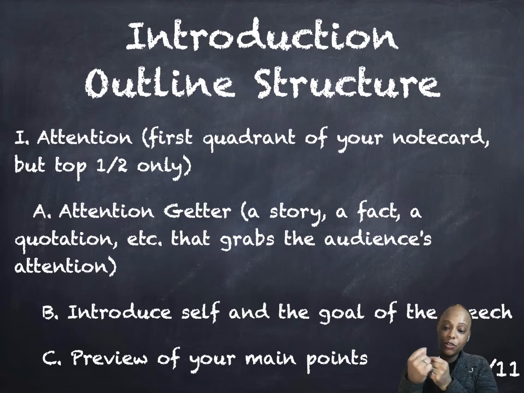On this first quadrant, you would do it in half. So you would use just the first half of this quadrant. So on the top half, and my screen is doing weird things. There you go. On the top half of this is where you would put your introduction. You don't need the bottom half. That's for your conclusion. The reason for that is, remember, they are bookends.